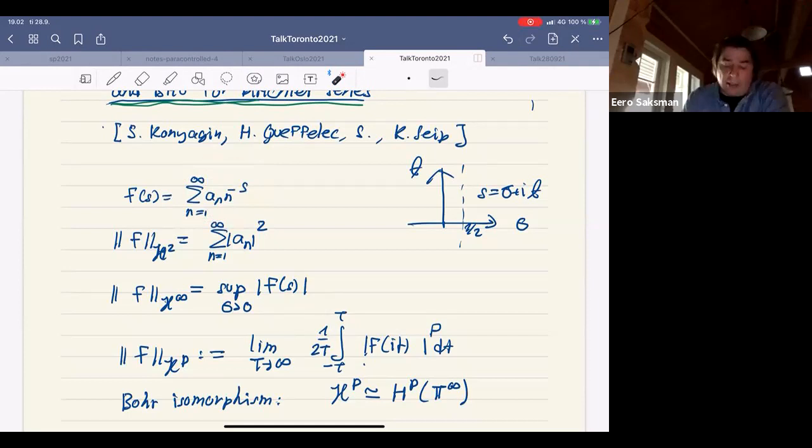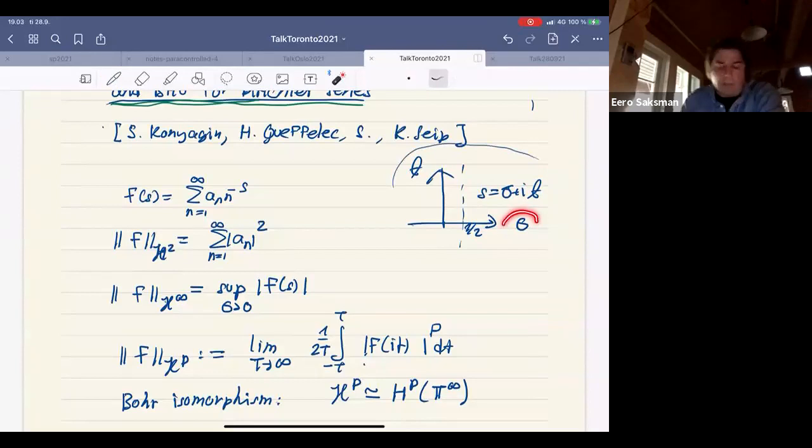So you have some n to the minus s. s is a complex parameter, and usually it is customary here to use the variable s instead of z. So s is sigma plus it, so sigma is the real part of s and t is the imaginary part of s.